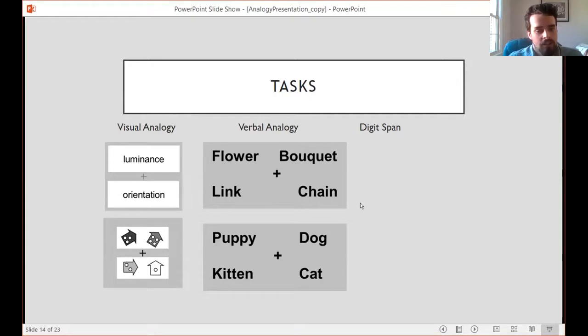So the verbal analogy task is similar to what I've described before, where we have flowers to bouquet, link is to chain, puppy, dog, kitten, cat, same sort of thing. And these were also varied in terms of their semantic distance. There were different kinds of relations.